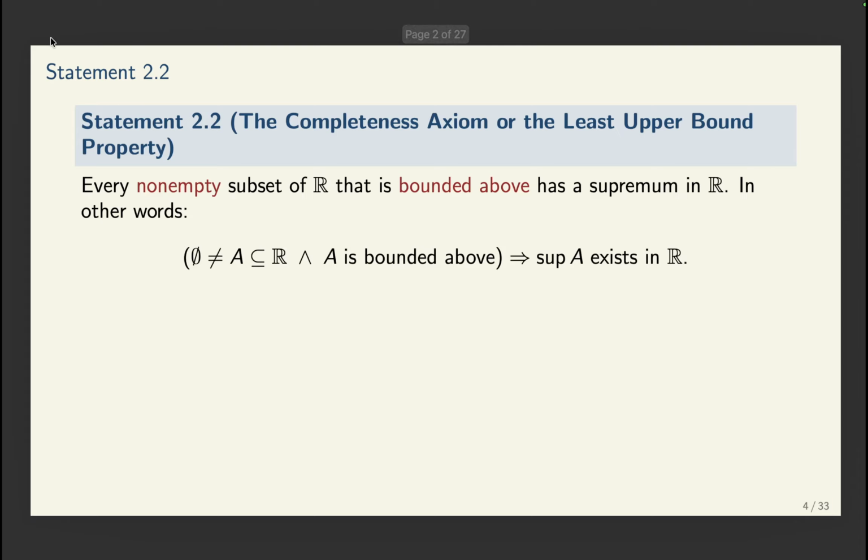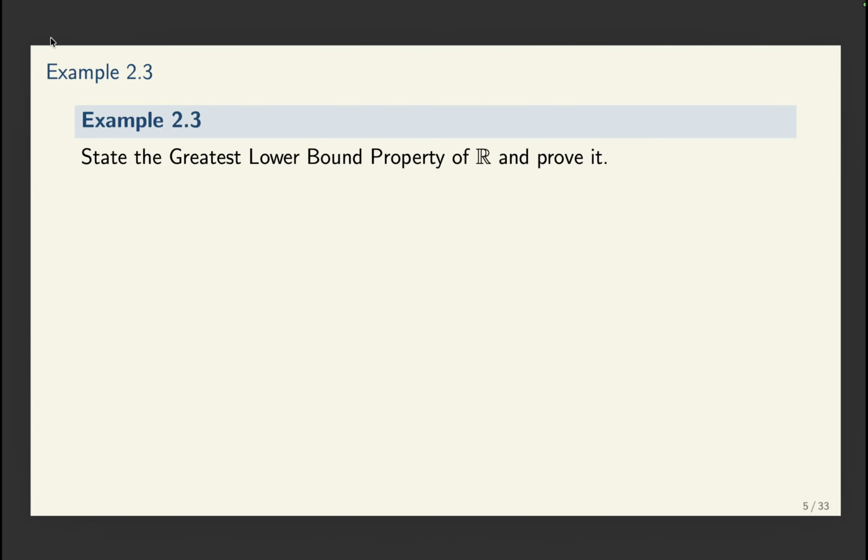Yes. So if you go to the previous one, the least upper bound property is another name for the same axiom. So now I am using this. I want to rely on your intuition a little bit. So state the greatest lower bound property of R and prove it.